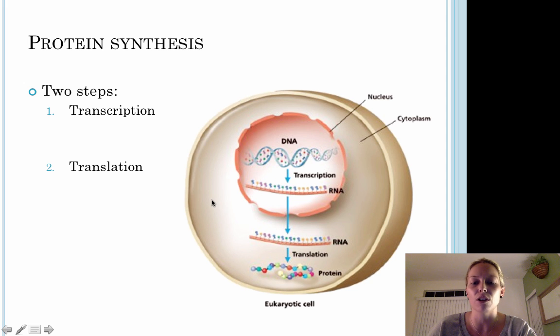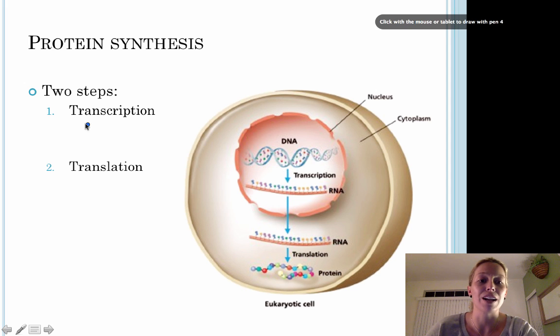So take a look at this diagram. Here we have a diagram of a eukaryotic cell. Within the eukaryotic cell, we see here is our nucleus, and within the nucleus we have our DNA molecule. Now, transcription takes place in the nucleus. That is important. That's something that you should write down in your notes. So transcription takes place in the nucleus of a cell.